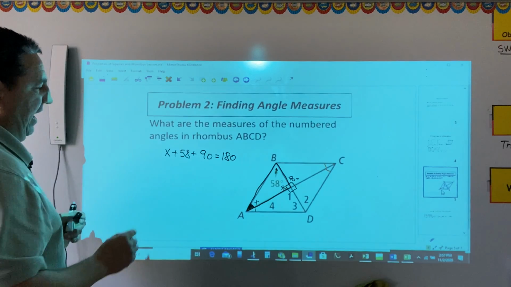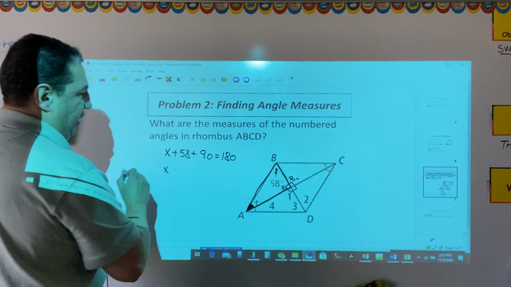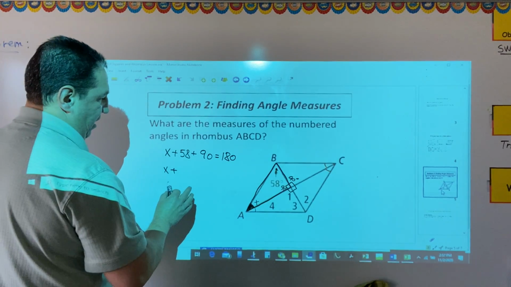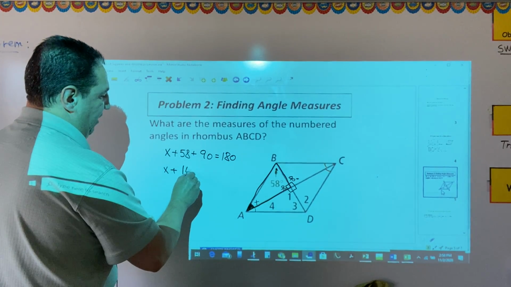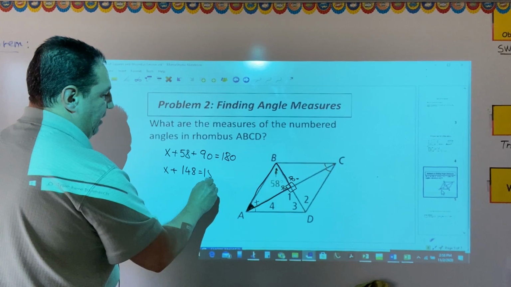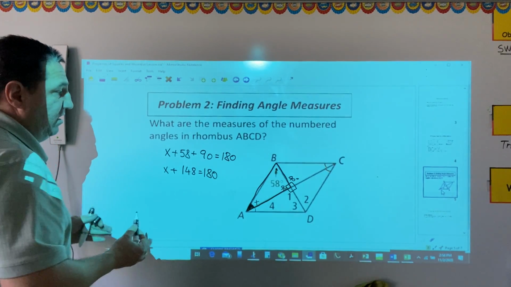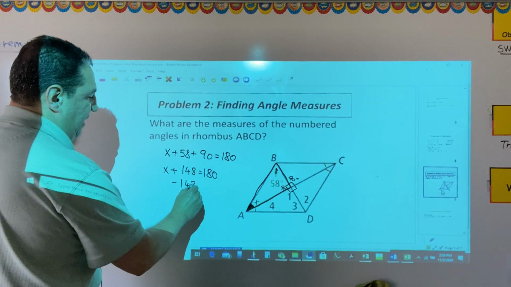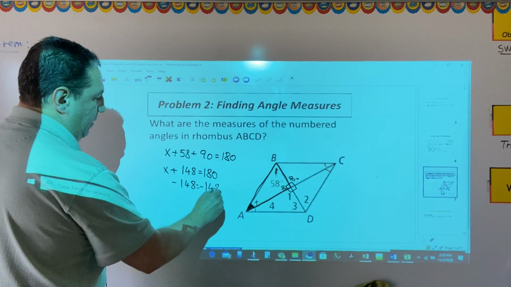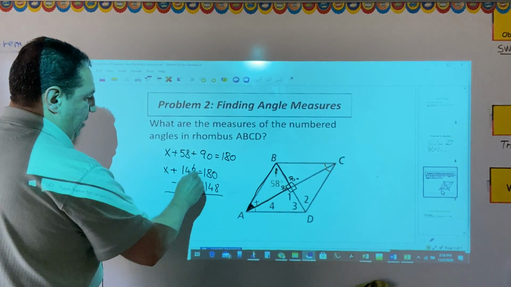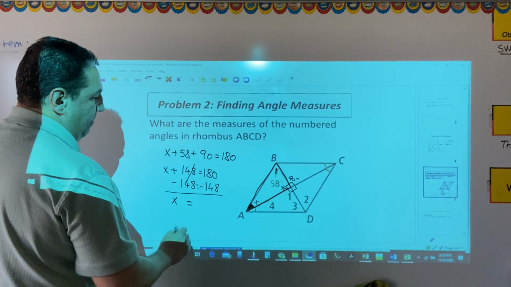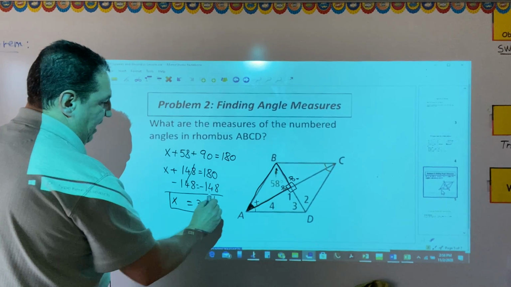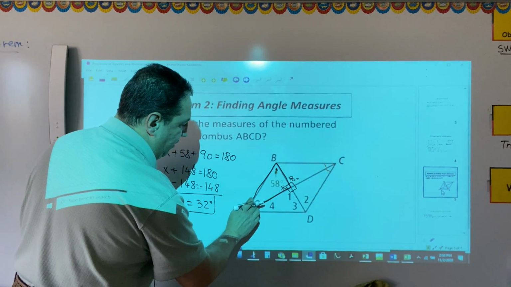Now, we solve for x. First, we write x as it is. Then we add 58 and 90, which is 148, equals 180. Then, to get x, we subtract 148 on both sides, and we get x equals 32 degrees. So that's the value of x. Here is 32.